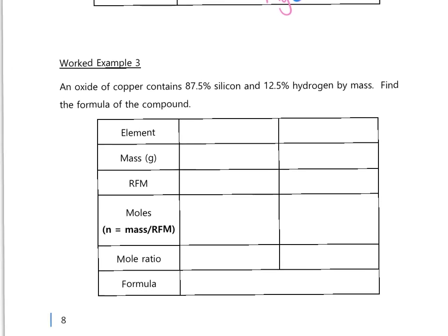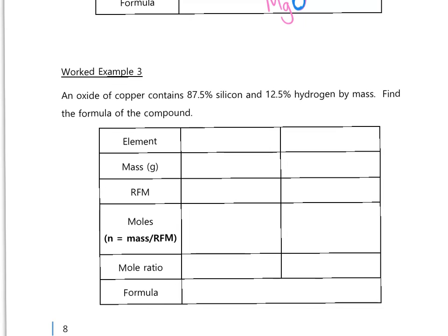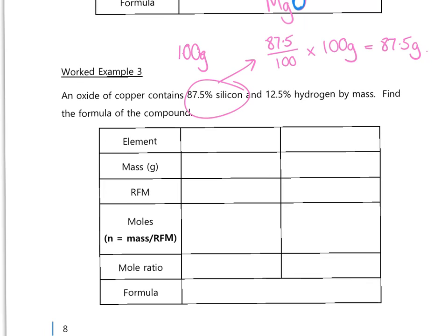Looking on now at worked example 3, we have an example here of a percentage composition. But as we were told back in the previous page, we just take these as the masses. We pretend that we have 100 grams. So for silicon, I have 87.5% of 100 grams, and that is obviously going to give me 87.5 grams. So we pretend we have 100 grams, so we can take the percentage compositions as masses.